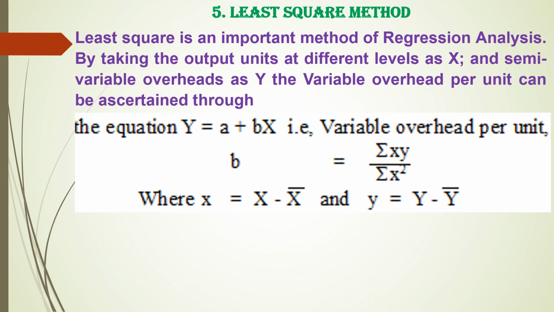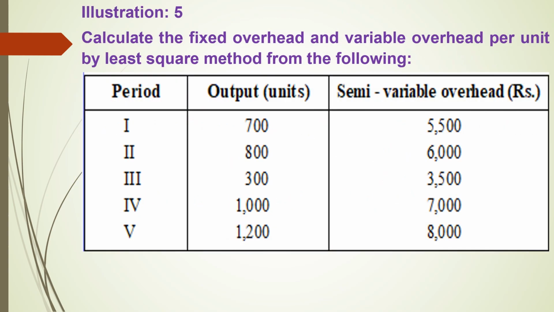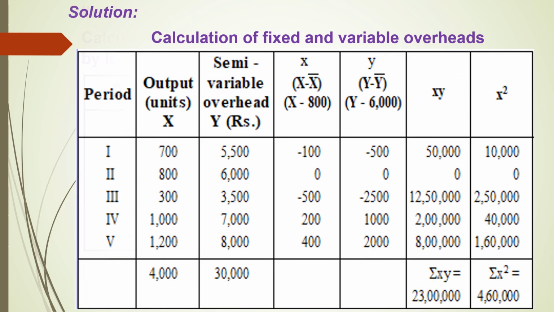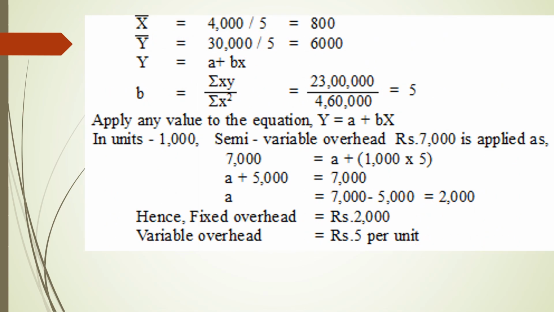5. Least square method. Least square is an important method of regression analysis. By taking the output units at different levels as x, and semi-variable overheads as y, the variable overhead per unit can be ascertained through the equation mentioned here. Illustration 5. Calculate the fixed overhead and variable overhead per unit by least square method from the following. Solution. Calculations of fixed and variable overheads are presented here. Fixed and variable overheads are calculated here.